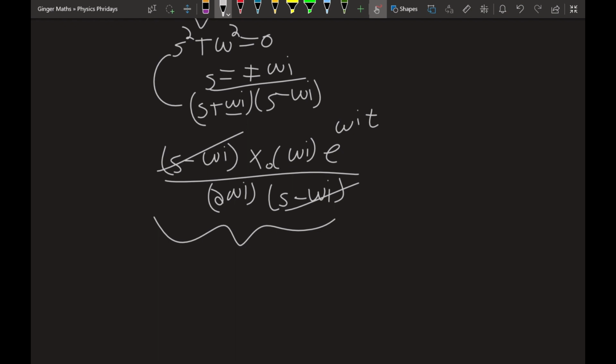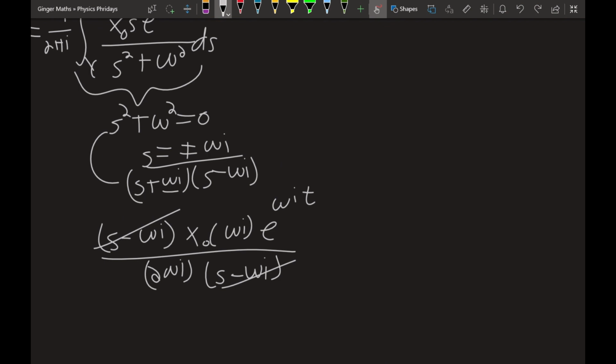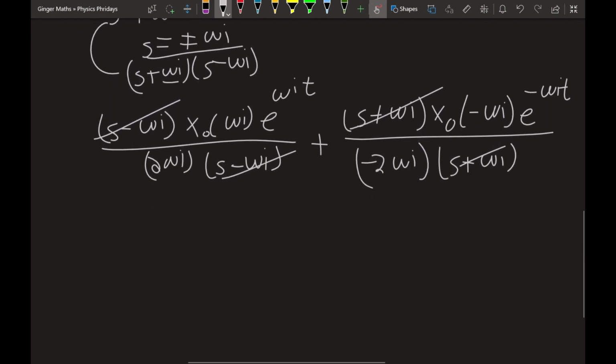So to get the second one, we're just going to take the same thing, but basically just flip the sign of what we're plugging in. So we're going to have a plus in x naught, or I'll start with, I'll make it symmetrical, I suppose. So an s plus omega i, and then an x naught times e to the minus omega i t divided by minus 2 omega i times our s plus omega i. And again, these cancel. I'm not being too rigorous with the limits, and I apologize. This is just for brevity.